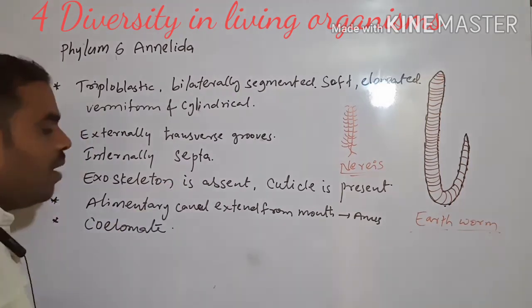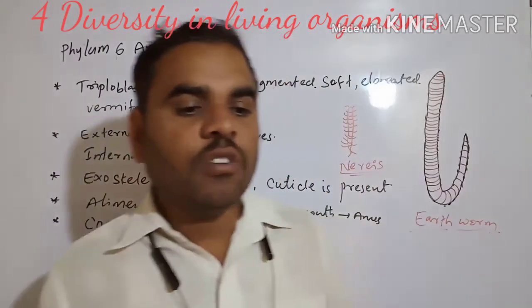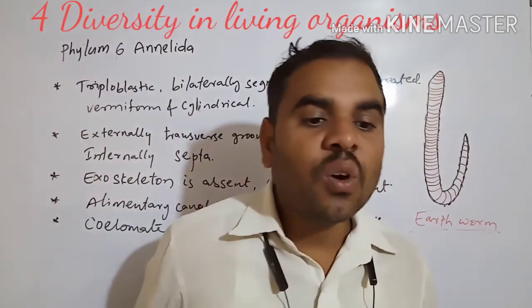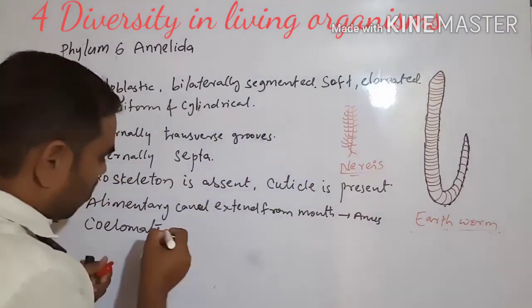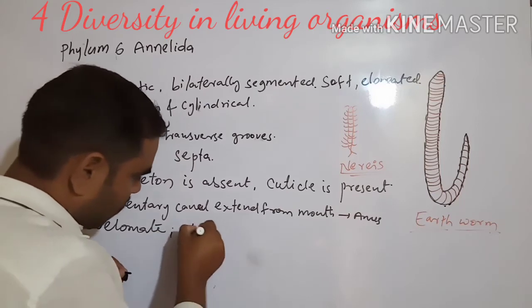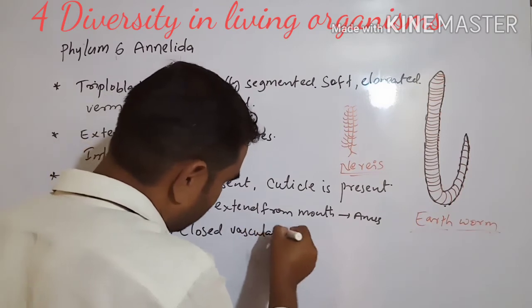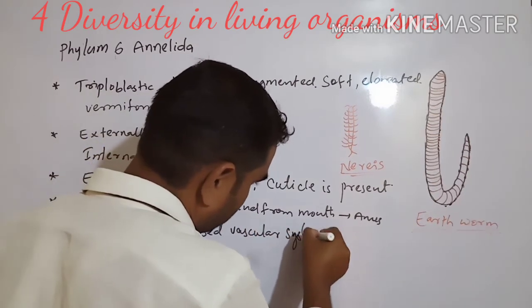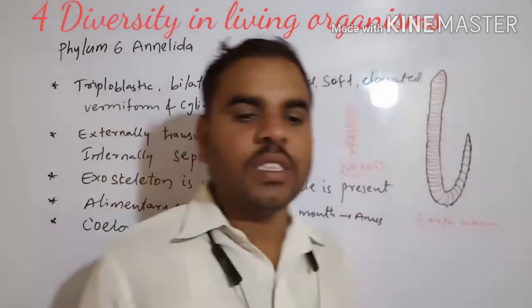These are the first animals that are coelomate. Next, we have to see the closed blood vascular system, which is also present. Here a closed vascular system is present.